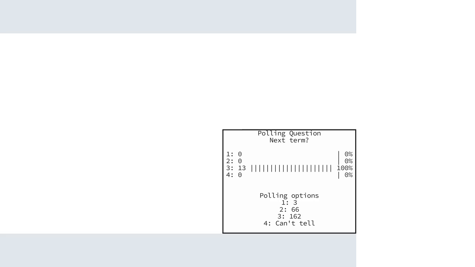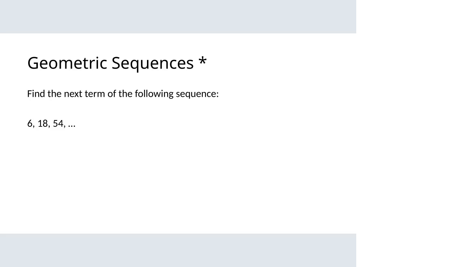All right, unanimous. Very good. We've nailed it with the next term in the geometric sequence. What we're looking at here is we have to find that common ratio: multiply by 3, multiply by 3. And so we'll multiply by 3 again to get the next term. And so 54 times 3 is 162. So the next term in that sequence is 162.